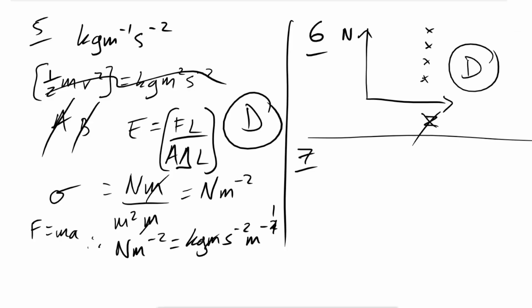7, what's true about this decay chain? P and S are isotopes. Yeah, I reckon that's true actually, because alpha results in proton number going down by 2, beta ends up with it going up by 1. So if you do that twice, then that means that we're back where we started. So it has to be A.